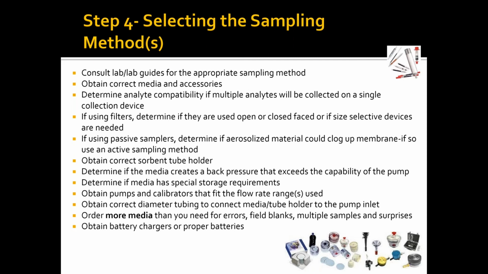Sometimes you end up with media that creates huge back pressures, and I ran into this with sampling peracetic acid and hydrogen peroxide in food processors, where it's a commonly used sanitizing chemical. I had used what I thought was my Gilair Plus pump, which supposedly had enough ability to handle the back pressure of these media, but it kept flow faulting.